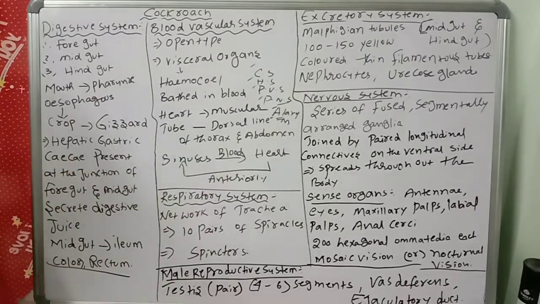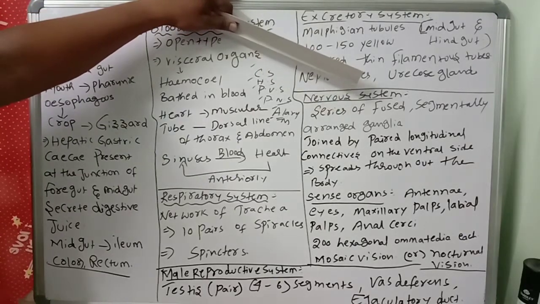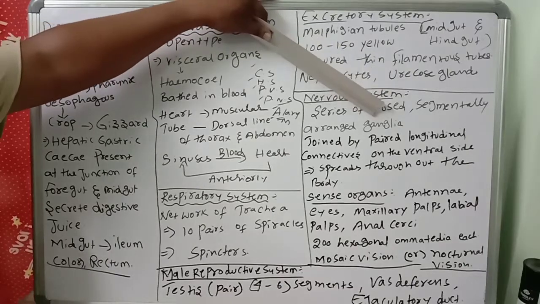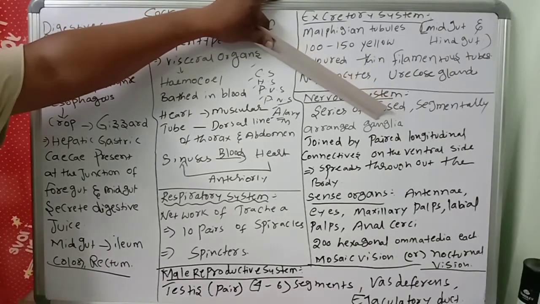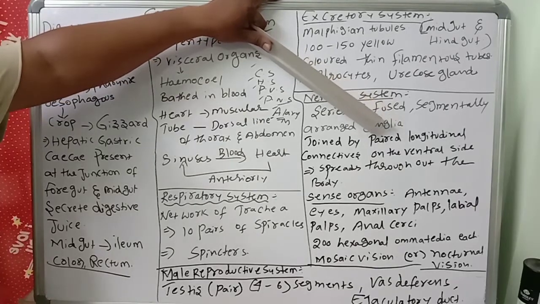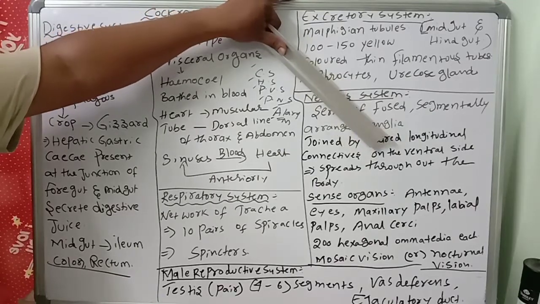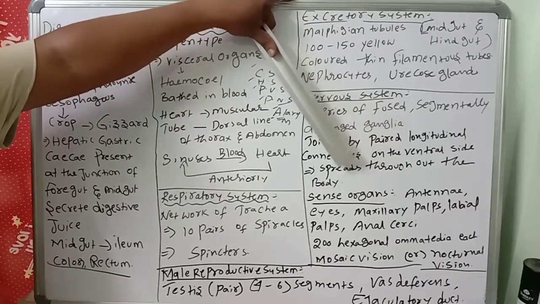Come to the nervous system. What is the nervous system? It is nothing but a group of branches of nerves. The nervous system of the cockroach consists of a series of fused, segmentally arranged ganglia. Ganglia means groups of nerves. These ganglia are joined by paired longitudinal connectives on the ventral side. The ganglia spread throughout the body.